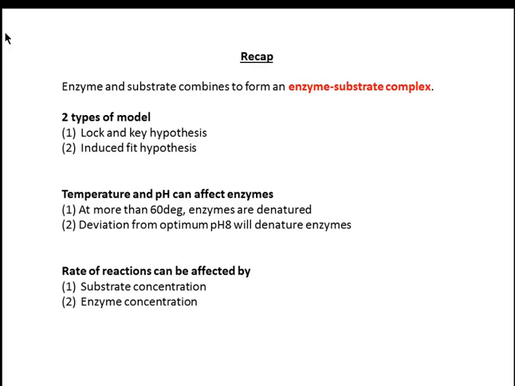So now let's do a very quick recap. Enzyme and substrate combine to form an enzyme-substrate complex. There are two types of model in which enzyme and substrate interact, and they are the lock and key hypothesis and induced fit hypothesis model. Temperature and pH can affect enzymes. At temperature more than 60 degrees, enzymes will be denatured. And any deviation from optimum pH 8 will denature enzymes. The rate of reaction can be affected by both substrate concentration and enzyme concentration.